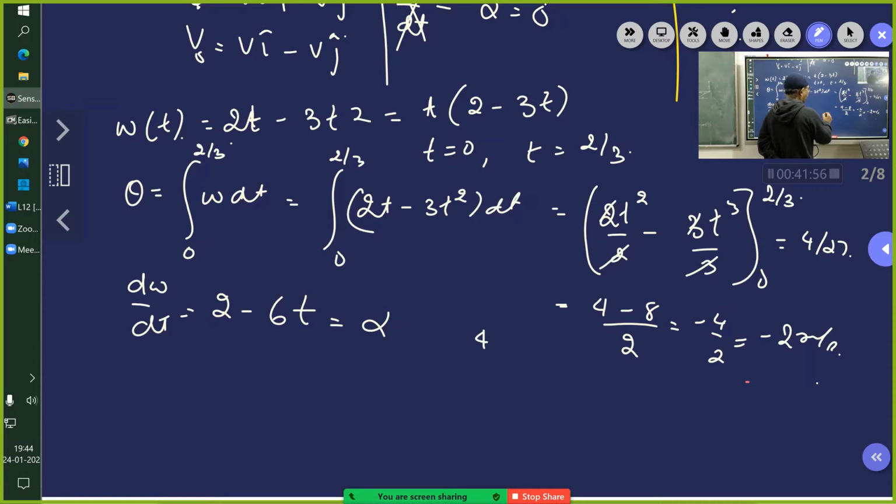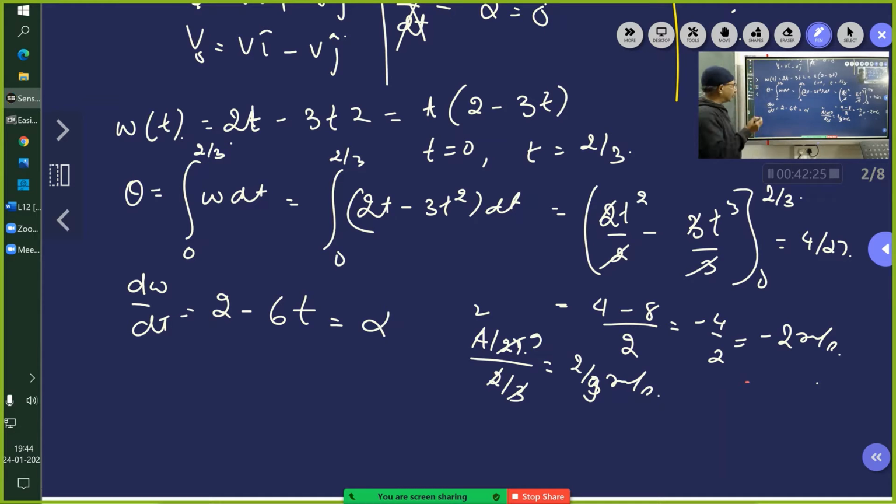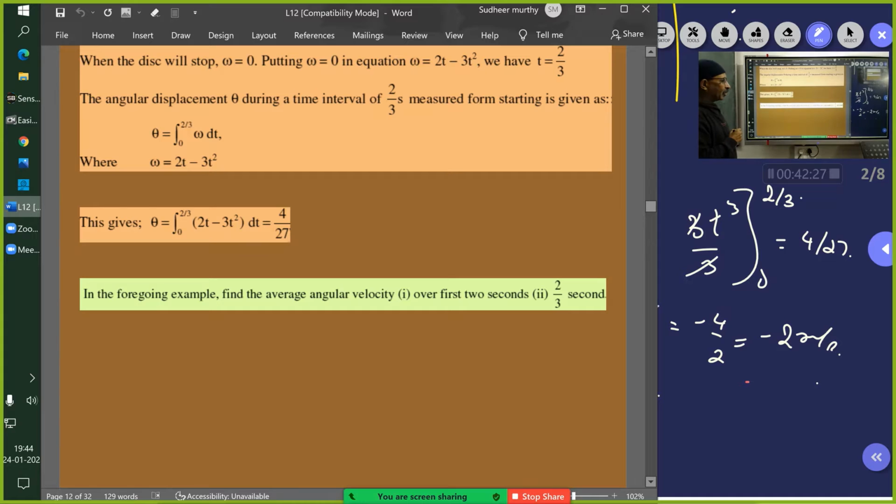And here, this will be 4 by 27 divided by, that is the total radians divided by, 2 by 3. They have asked for two things: one is in 2 seconds, the other is in 2 by 3 seconds, that is two-thirds of a second. So you get 2 by 9 radians per second.